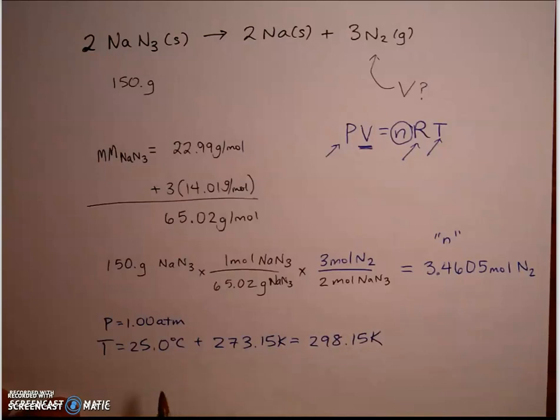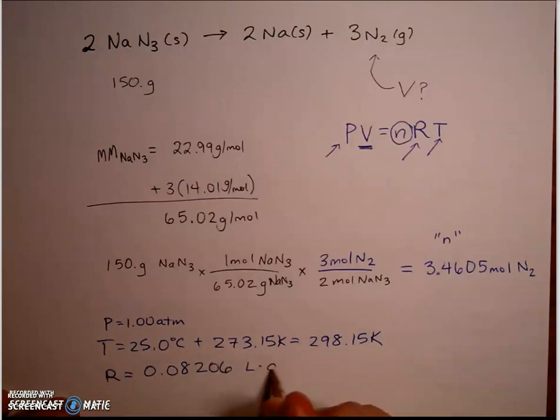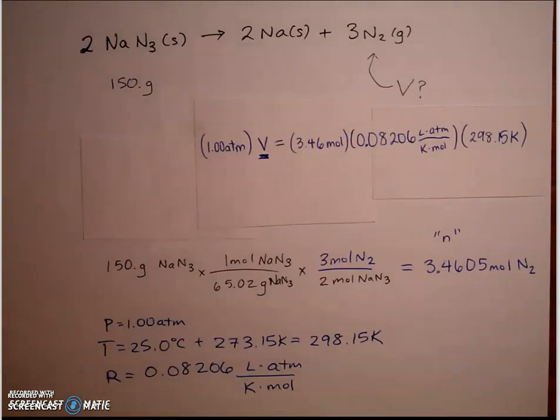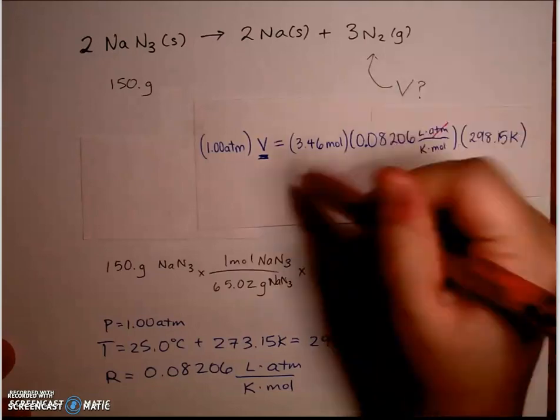And R is a constant, 0.082057 liters atmospheres per mole Kelvin. Alright, so let's plug those in to the equation. We've got all of our things. Boom. 1 atmosphere times volume equals 3.46 moles.